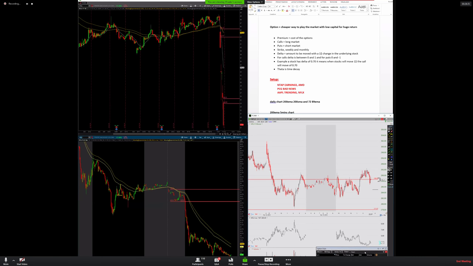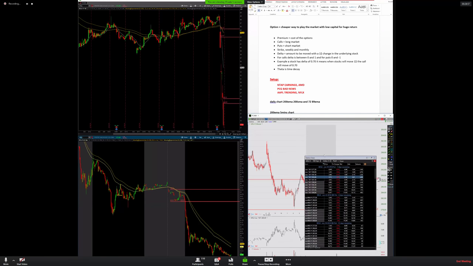So basically we see here how an option moves. While the price of the stock went from 300 till a low of 280, the price of the option went something like from 2.75 till 9+. So you can see the difference in percentage.